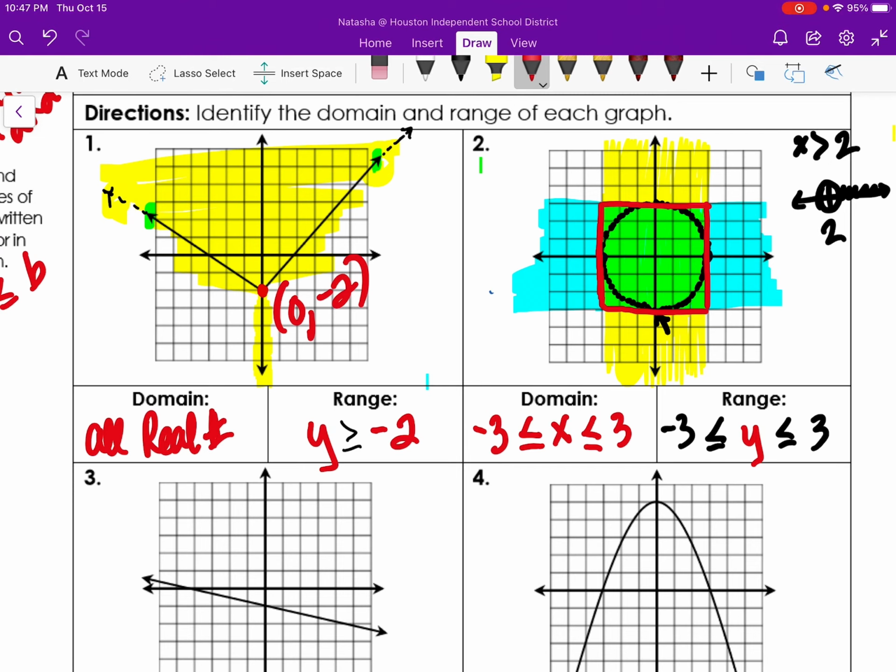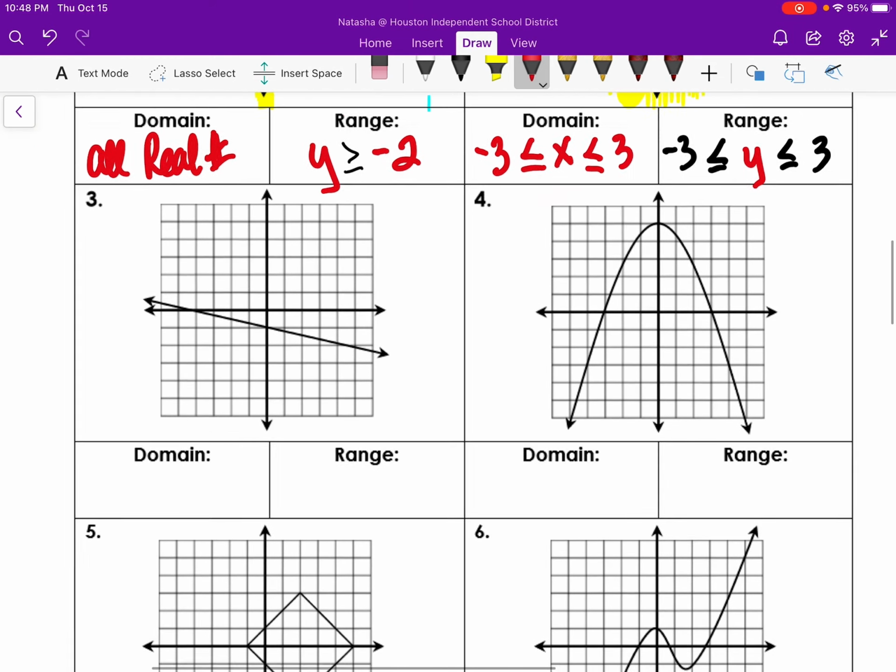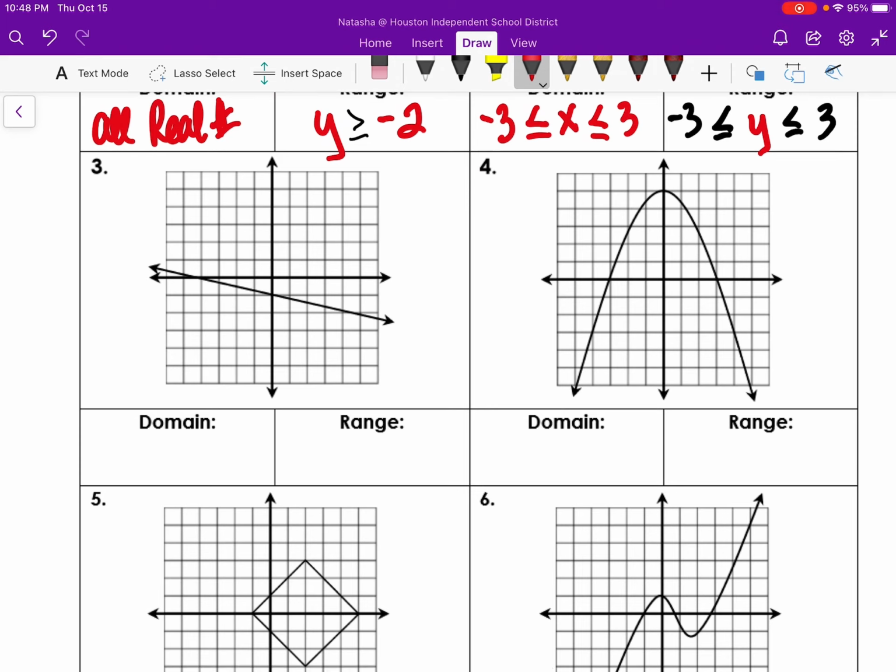Number 1, though, I can't make a frame because of those arrows. So that lets me know that I can draw a line here, the minimum at the minimum point. That also lets me know that one of these values, either my domain or range, is going to be all real numbers.